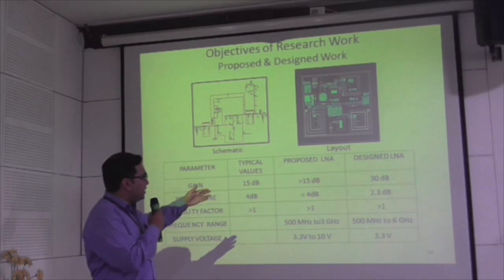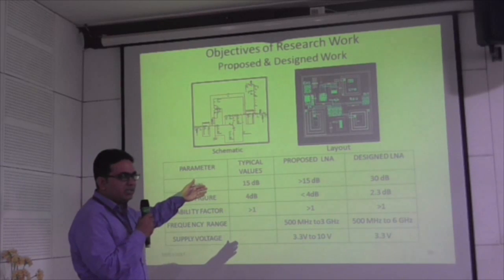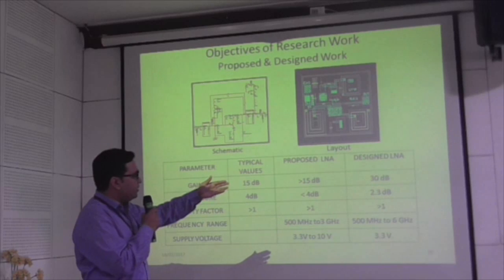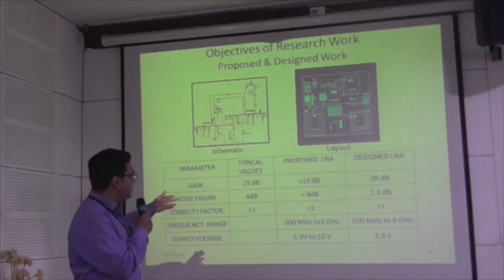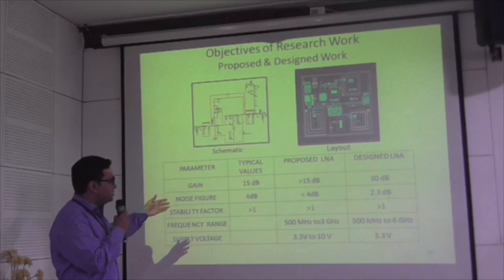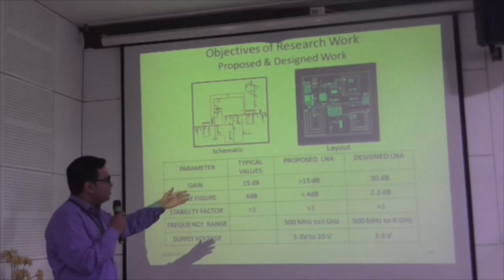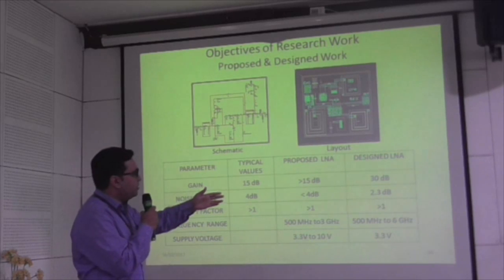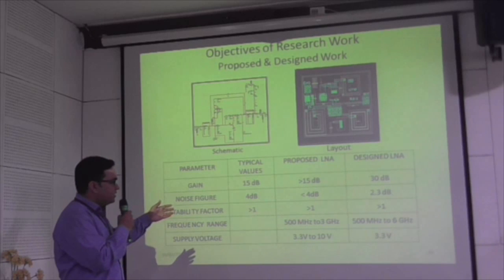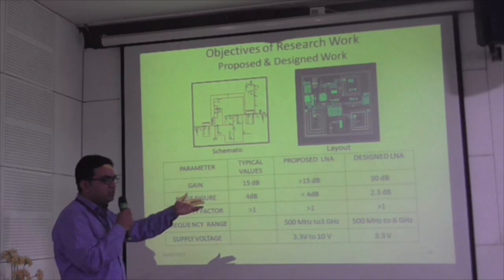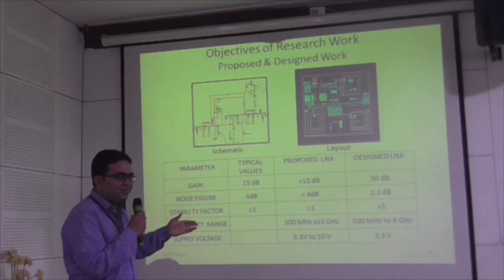What I proposed earlier was greater than 15 dB gain, and what I have achieved now with the designed LNA is 30 dB gain. For noise figure, the typical value is 4 dB; I earlier proposed less than 4 dB, and what I have achieved is 2.3 dB. And the stability factor is greater than 1, and I have also achieved that.